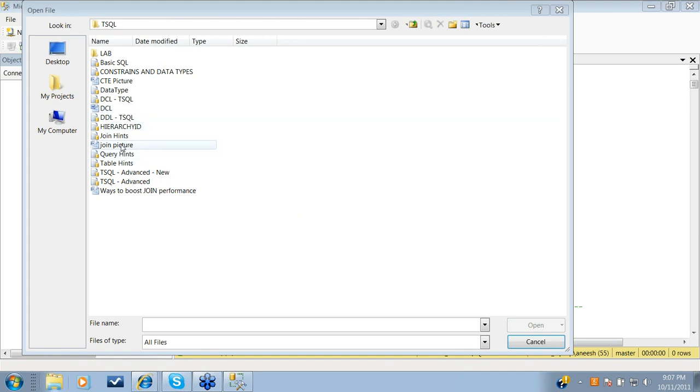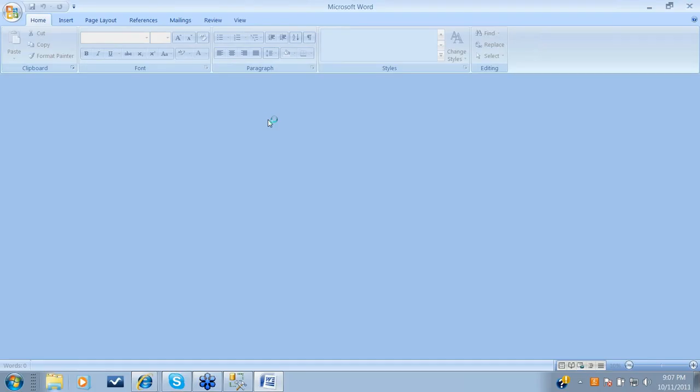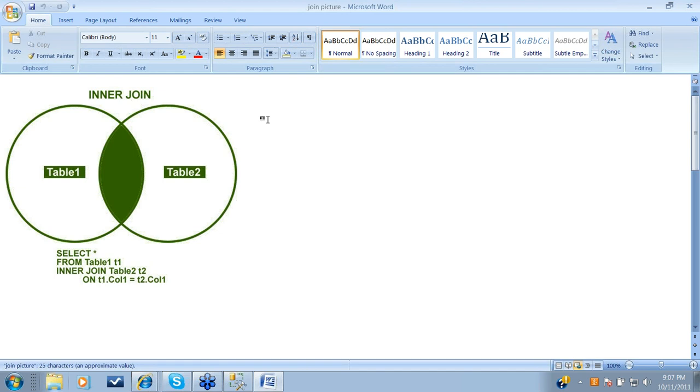Let's see what exactly a join is. If you see a picture, you really understand what exactly the join is. As I said, join is a mathematical concept. Once you understand the concept, that's it. It's very easy to do the implementation of join. So, as I said, the join is nothing but a mathematical concept.